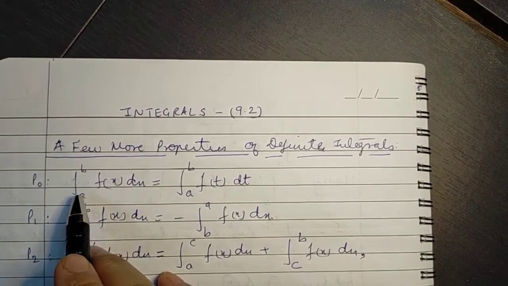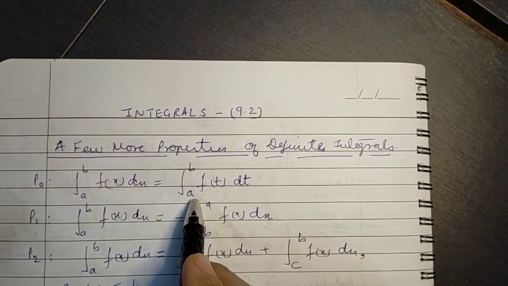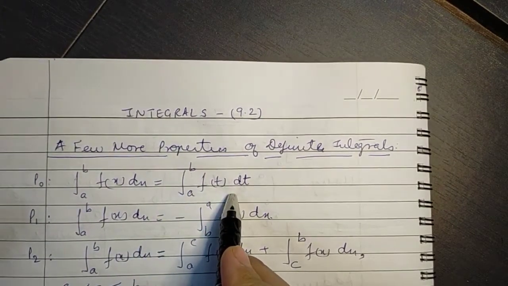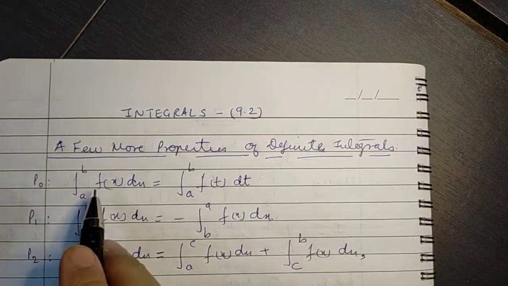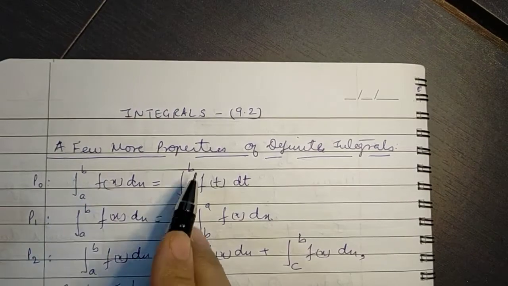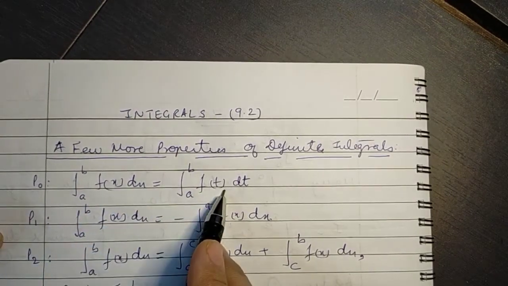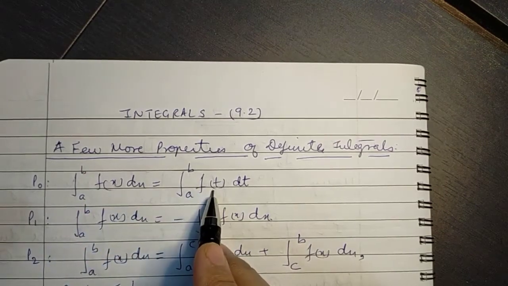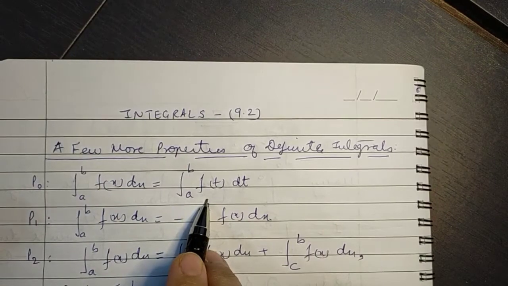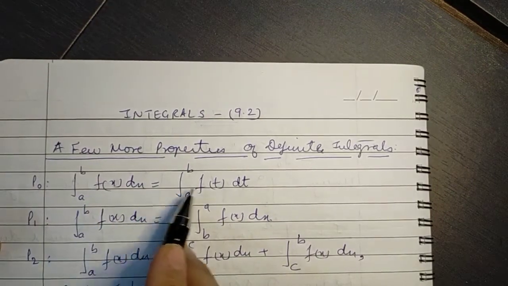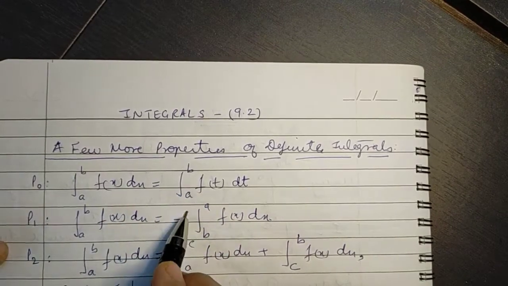states that the integral from a to b f(x) dx is equal to the integral from a to b f(t) dt. That is, the function remains the same and the limits of integration remain the same. The change in variable, whether we use x or t, has no impact on the value of the integral as long as the function to be integrated is the same and the limits are the same.